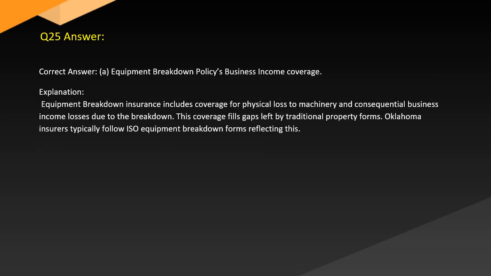Answer. Correct answer. A. Equipment breakdown policy's business income coverage. Explanation. Equipment breakdown insurance includes coverage for physical loss to machinery and consequential business income losses due to the breakdown. This coverage fills gaps left by traditional property forms. Oklahoma insurers typically follow ISO equipment breakdown forms reflecting this.